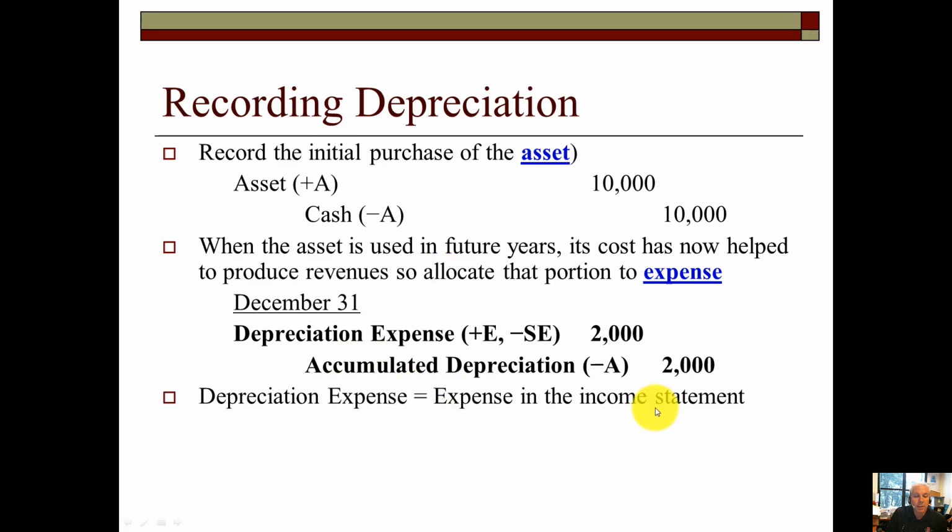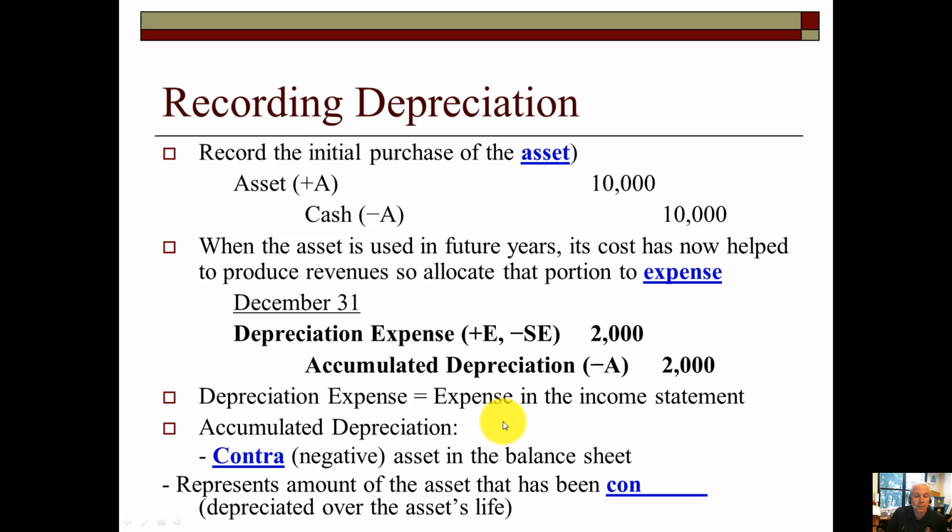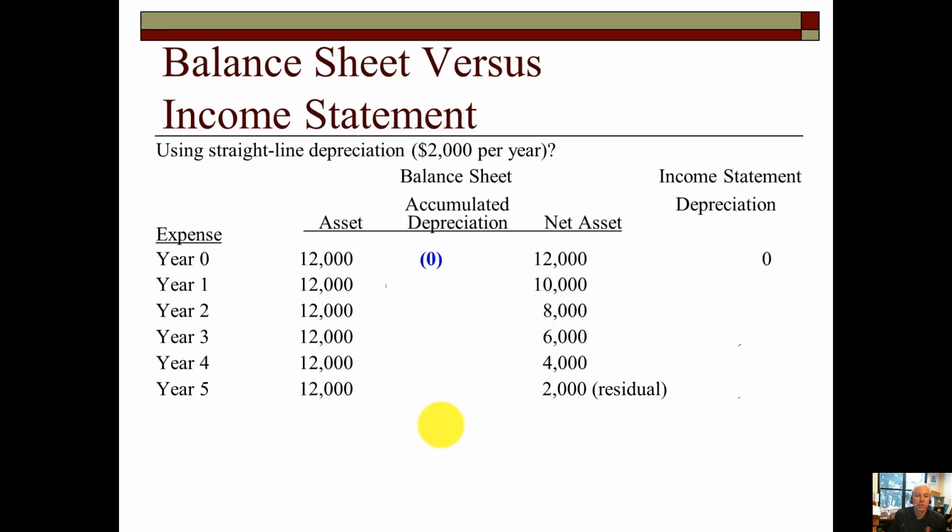Depreciation expense is an expense in the income statement. Accumulated depreciation is known as a contra, negative asset in the balance sheet. And it represents what? The amount of the asset that has been consumed or depreciated over the asset's life. So let's look quickly, using the straight line depreciation of 2,000, at what the balance sheet effects and the income statement effects would be.